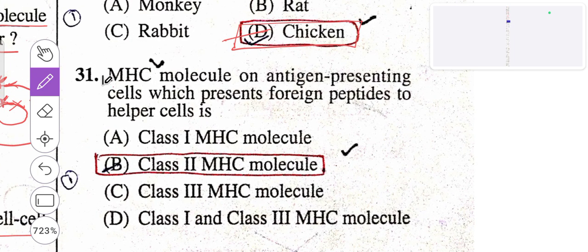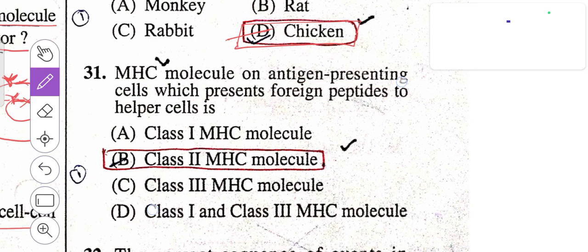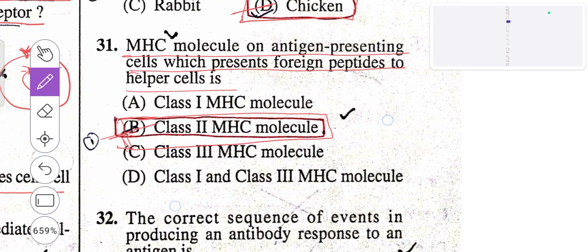Next one: the MHC molecule on antigen presenting cells which present foreign peptides to helper cells is. So the MHC molecule will help in this, presenting peptides to helper T cells. B is the right answer, class 2 MHC molecule.